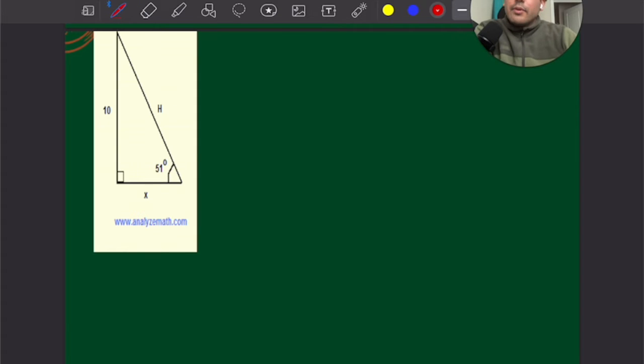And every time we do that, we're going to focus on one of the angles, which is 51. The 10 is your opposite. Let me go ahead and write that. 10 is your opposite.